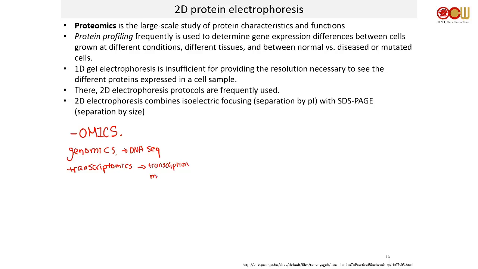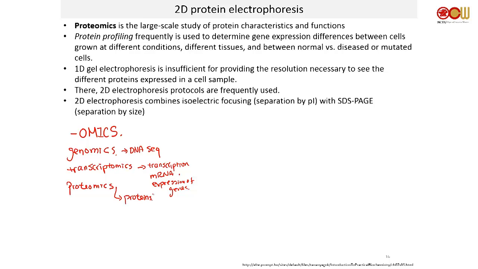Essentially, it's going to look at your mRNAs. It's going to essentially look at expression of genes. Just because you have a gene in the genomics, just because you have it, does not mean you're going to express it. This is transcriptomics. You have proteomics. This is going to look at proteins.